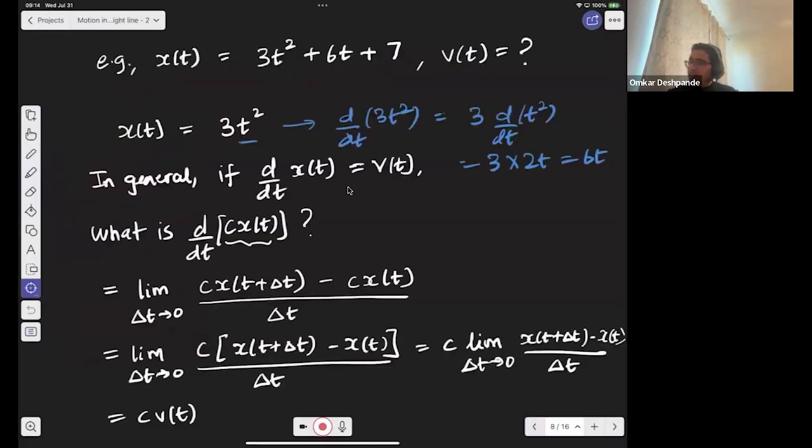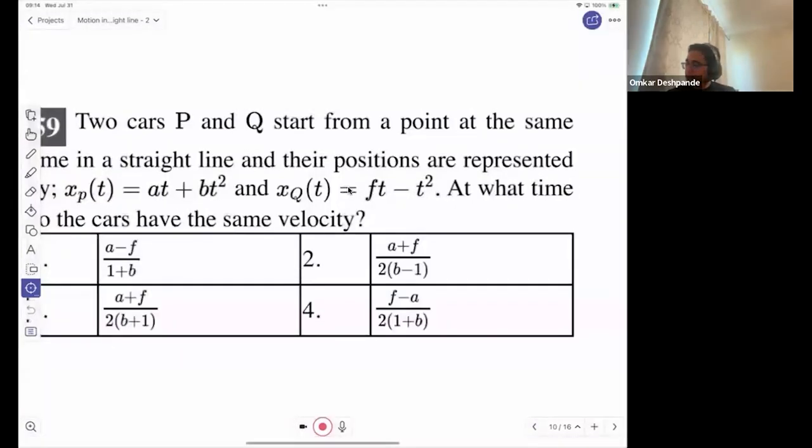Now the last piece that we need to figure out in order to be able to take the derivative of this entire thing is, so I know how to take the derivative of 3 times t square. I know how to take the derivative of 6 times t. I know how to take the derivative of 7. How do I take the derivative of the whole thing? Okay, so in other words, what is the derivative of the sum of 2 or more functions?